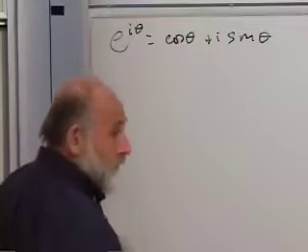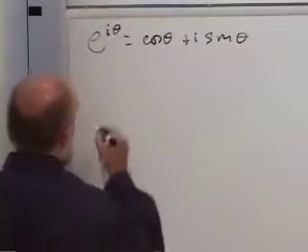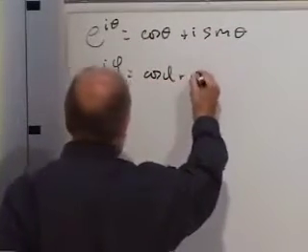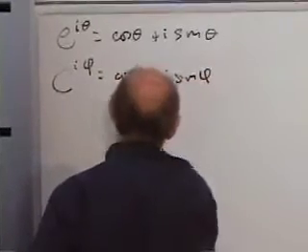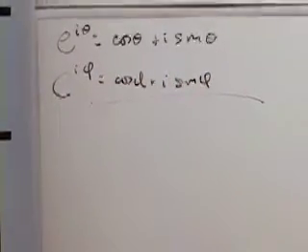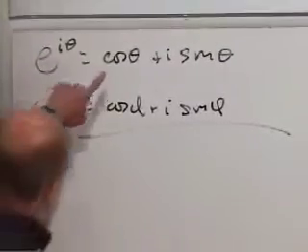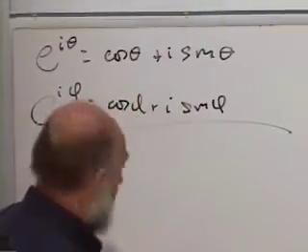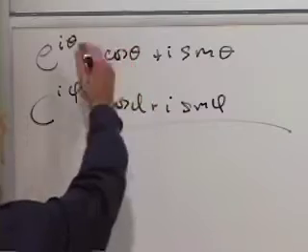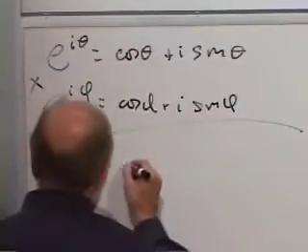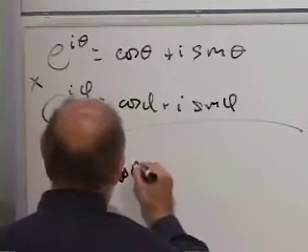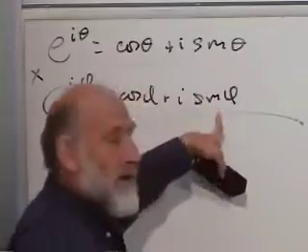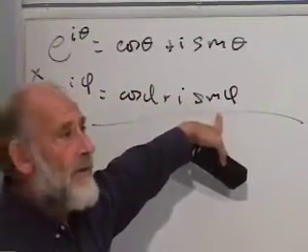You can check using elementary trigonometry that if you have two angles, theta and phi, and you write e to the i theta, which is cosine theta plus i sine theta, and e to the i phi, which is cosine phi plus i sine phi, and multiply them, you get something with a real and an imaginary part. The real part is cosine theta cosine phi minus sine theta times sine phi. Remember, i times i is minus 1. Anybody know what that is? Cosine theta plus phi. Right.